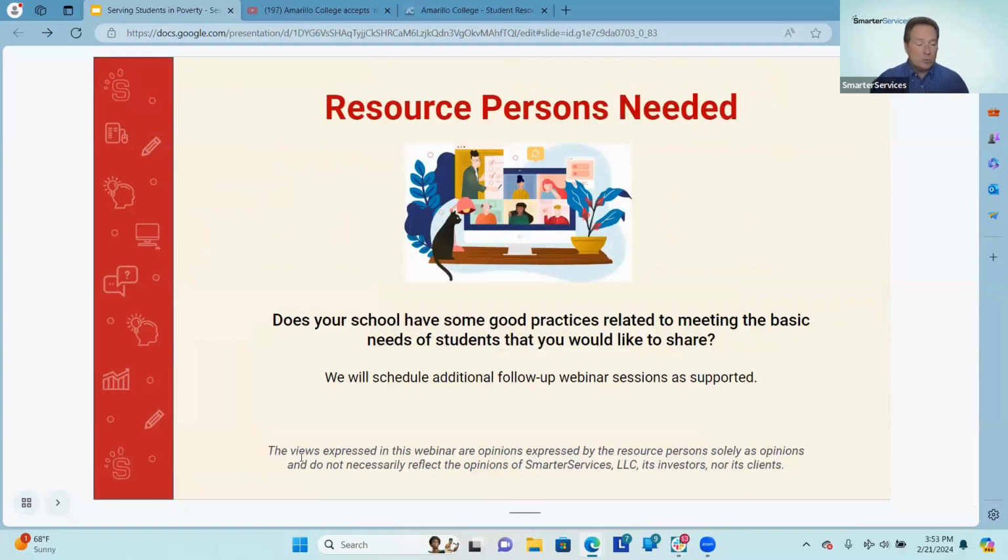Let me say, as I was putting this together, I was very sad that Amarillo College did not have a person available to help, but it was difficult to find schools that are examples of excellent practice in this. We'd love to continue the conversations. So I need resource people. I need examples of this. If your school is excelling at this, even in just one area, Amarillo College, boy, they're knocking it out of the park. Maybe your school isn't at their level, but maybe there's something you've done a good job of.